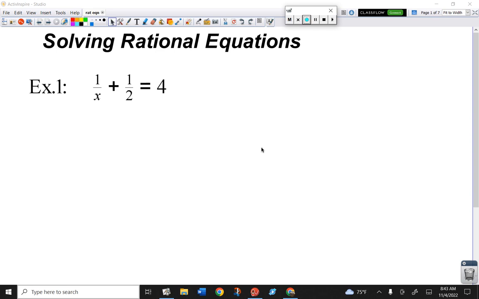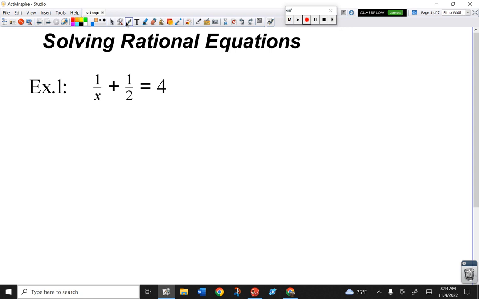Hello, ladies and gentlemen. We're going to solve rational equations now. The whole idea between adding and subtracting rational functions was to set you up for solving rational equations. So now, just ignore this right side right now. Let's go ahead and simplify this side here, the way we did it in class. And the way we did it in class is simple.